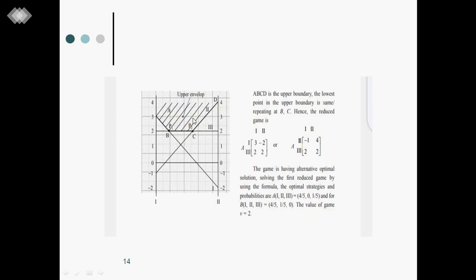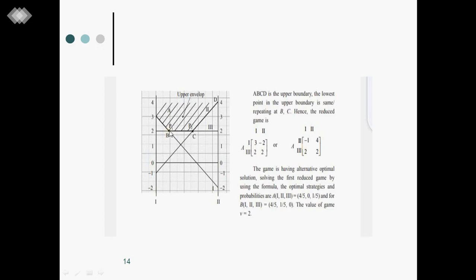You can hatch or shade it, as I told. The lowest point, this is A, B, C, D. Coincidentally, these two are at the same level. So in this case, as I told in the previous case, you can take any 2 strategies passing through, even if more are passing through. Because the lowest point is common, this is lowest point 1, and lowest point 2. Normally only one lowest point will come, but sometimes you may get it like this also. Keeping that in mind, I have taken this problem.